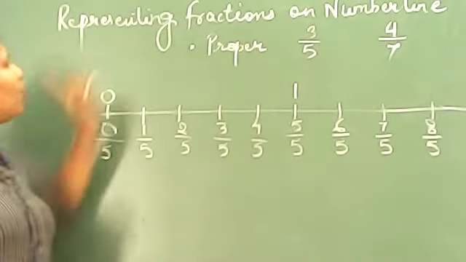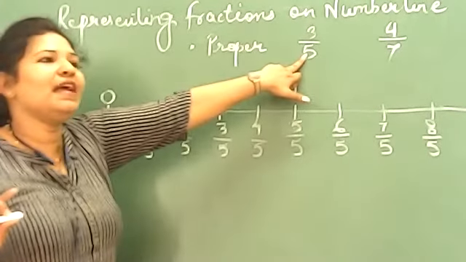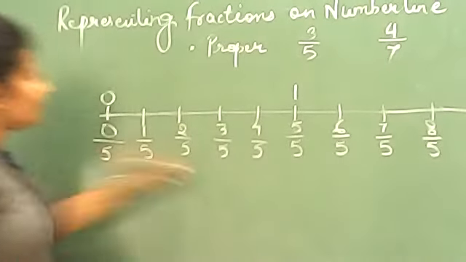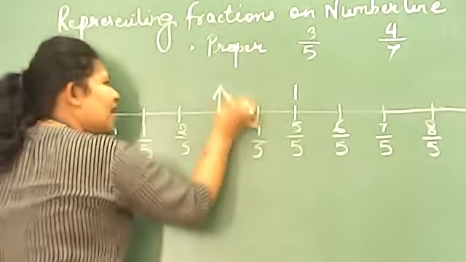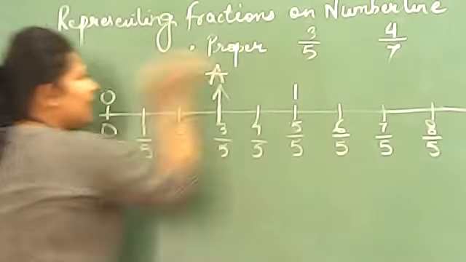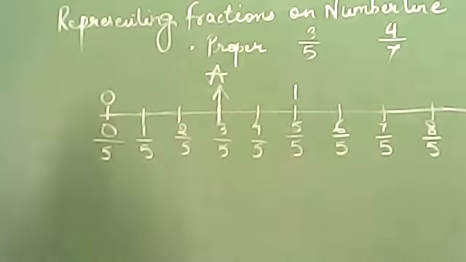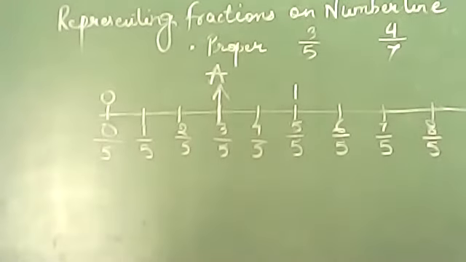Clear? Now what did we want? 3 by 5. So where is 3 by 5? Here it is. Okay? So just mark it and write A. This is the complete process. How can we do?